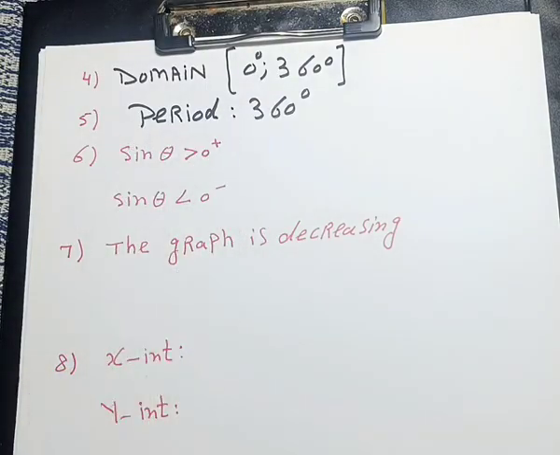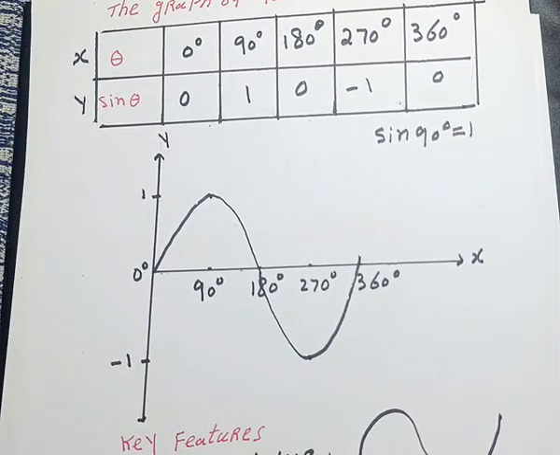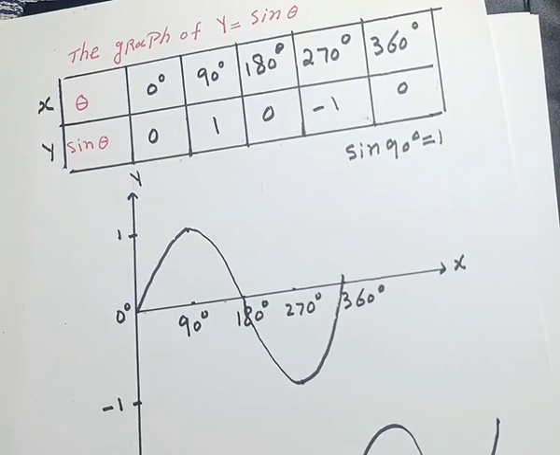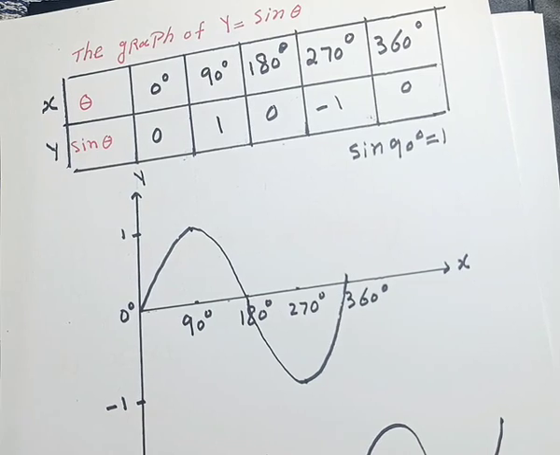Now the period of the graph is 360 degree, because this is the graph shape, and one sine wave is completed in 360 degree. If we increase the values of theta, the graph of y is equal to sine theta will repeat its basic shape over 360 degree intervals. So if you have y is equal to sine theta, it repeats its basic shape every 360 degree. You must remember. So that's why the period is 360 degree.